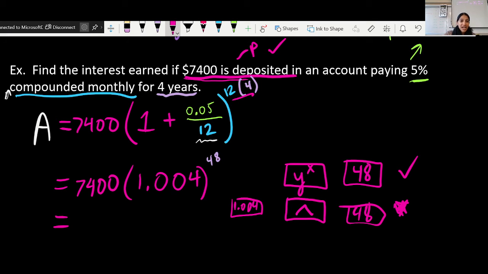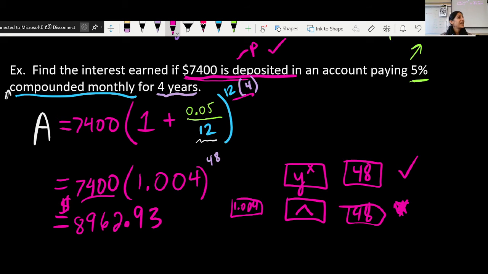And after doing that and multiplying it by 7,400, we get $8,962.93 for our final amount. Okay, so I know that calculation part is a little bit confusing because we have to navigate and figure out your calculator. So don't worry, we will do that one-on-one afterwards.